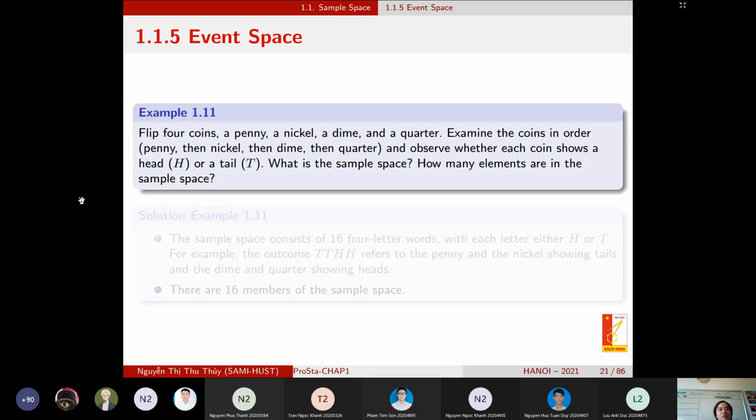Let us consider an example, 1.11. We flip four coins: a penny, a nickel, a dime, and a quarter. We examine the coins in this order and observe whether each coin shows a head or a tail facing up. Now we will see what the sample space is and how many elements are in it.